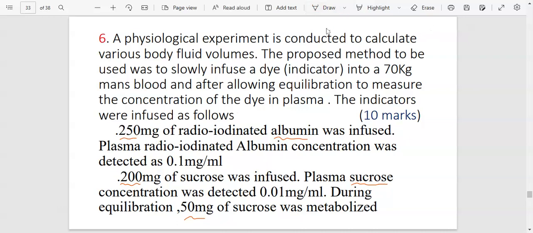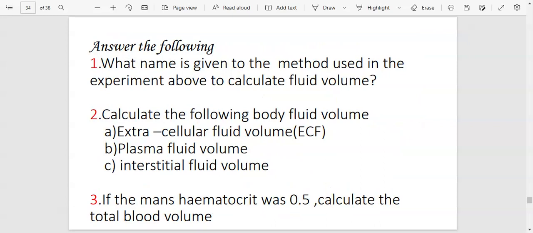All right. Now, what are the questions which we have? The first one, what name is given to the method using the experiment above to calculate fluid volumes? So the method is the dye or indicator dilution method, right? And then the next one, calculate the following body fluid volumes: extracellular fluid, plasma volume, and then the interstitial fluid volume. And then question 3, if the man's hematocrit was 0.5, calculate the total blood volume.